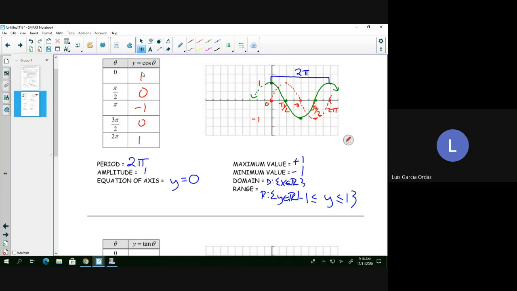One is translated. So our cos theta is just shifted to the right of sine. So if we shift our sine graph to the left by pi over 2, it's going to look identical to cosine. Okay? That's all I just really wanted to show you.